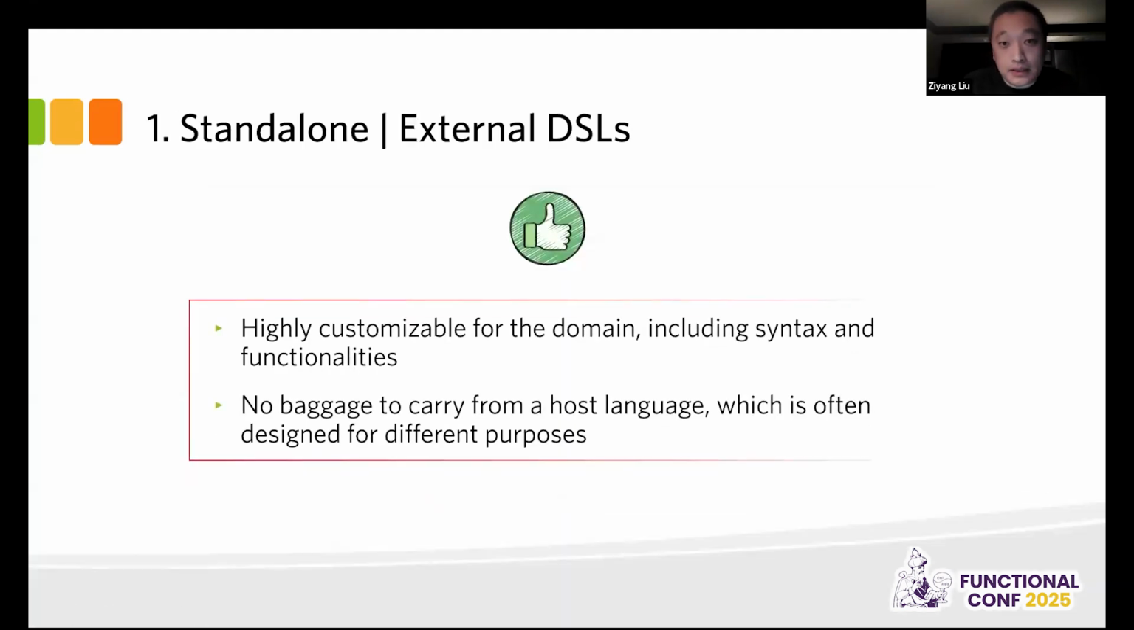All right, so let's start by looking at approach number one, which is standalone DSL, also called external DSLs. These are essentially new languages developed from scratch. Here are some reasons why standalone DSLs are attractive. Number one, they are highly customizable for your domain, because if you design a new language, you can design it however you like. And it doesn't carry any baggage or limitation from a host language, because you're not using any host language. So that's the strength of standalone DSLs.